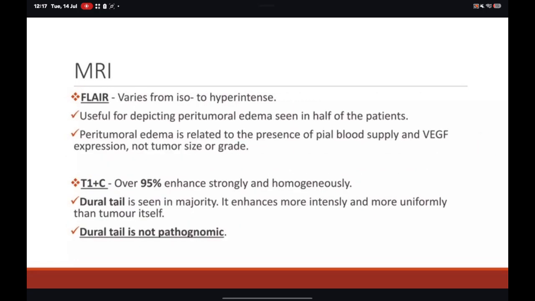FLAIR varies from iso- to hyperintense, useful for depicting peritumoral edema, seen in half of the patients. Peritumoral edema is related to the presence of pial blood supply and VEGF expression, not tumor size or grade. Over 95% enhance strongly and homogeneously. A dural tail is seen in the majority. It enhances more intensely and more uniformly than the tumor itself. The dural tail is not pathognomonic.